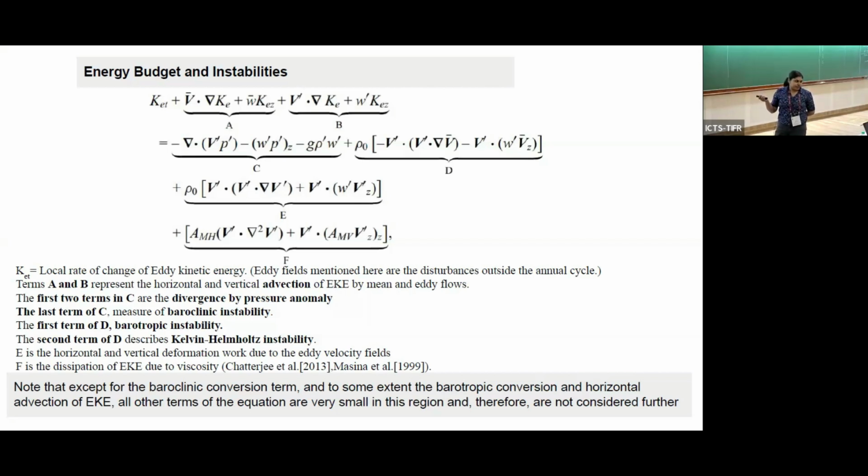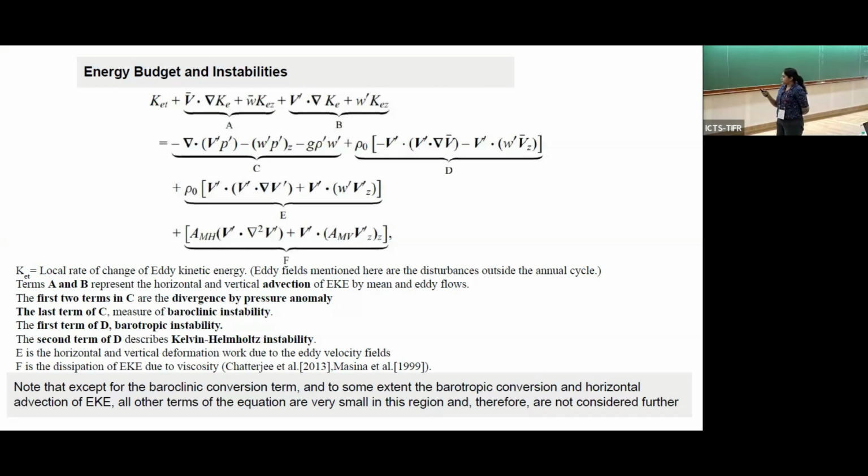due to viscosity. And one thing to note here is that except baroclinic instability, barotropic instability, and horizontal advection, all other terms for this region are very small. So we have not considered the other terms for the analysis.